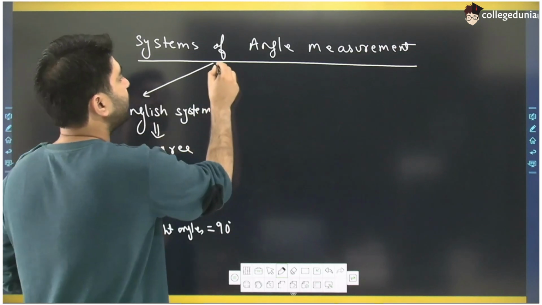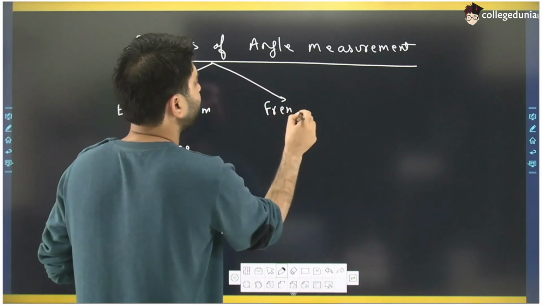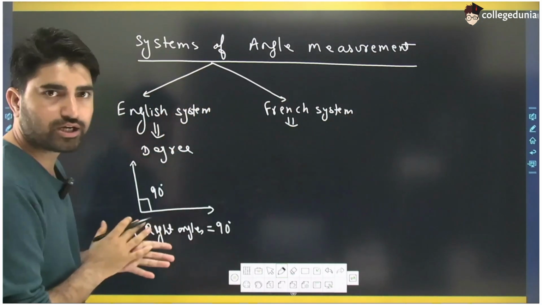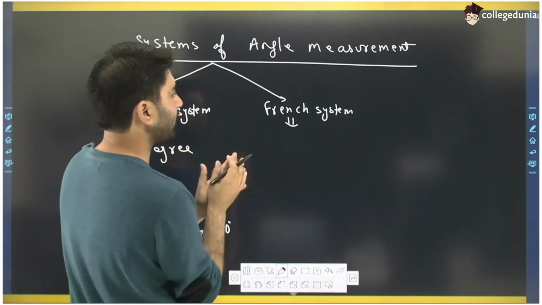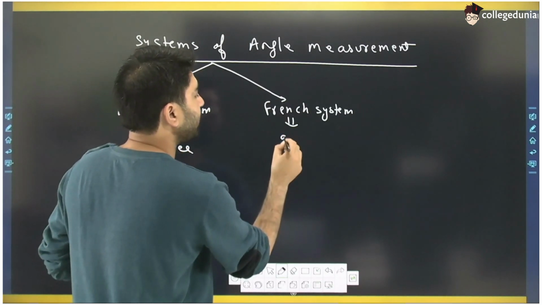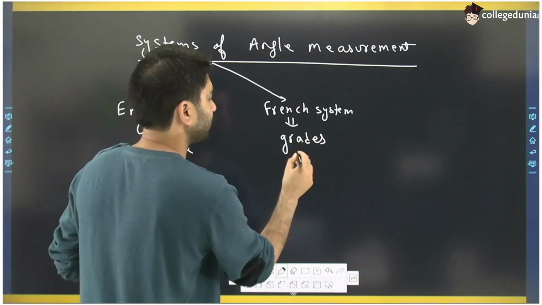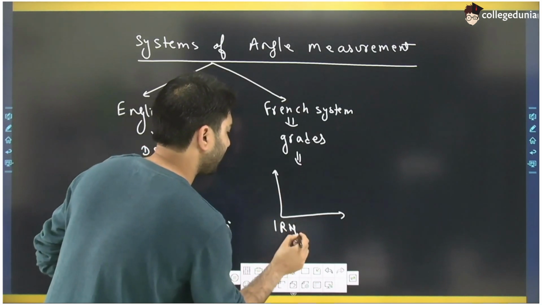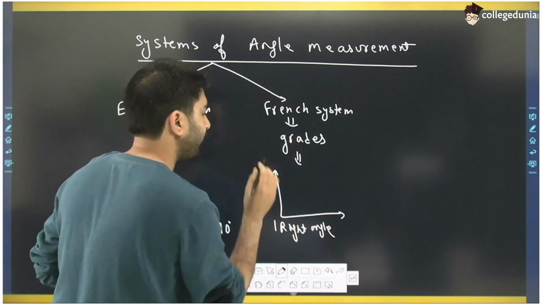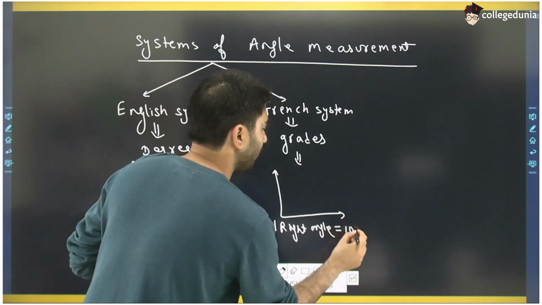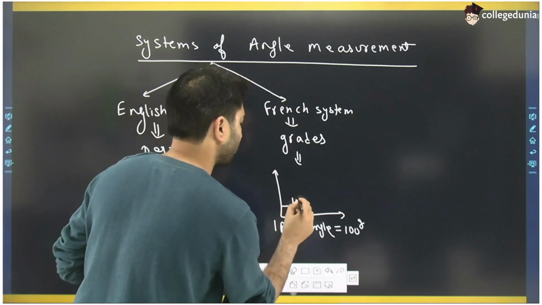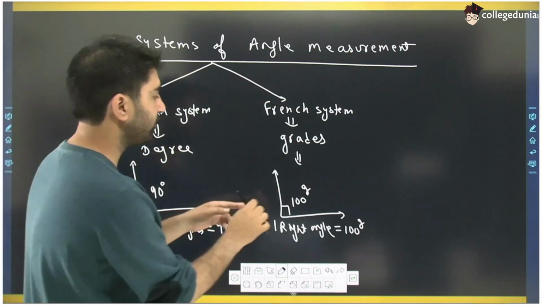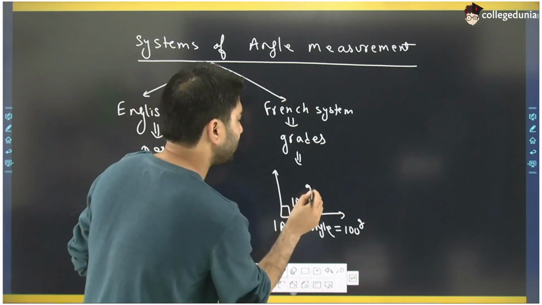Okay. And the second system is the French system, which is read in French speaking countries, and they measure the angle. The unit to measure the angle is grades. And one right angle in the French system equals 100 grades. This is the symbol of degree. And this is the symbol of grades. Like we will be writing G in the power of 100.